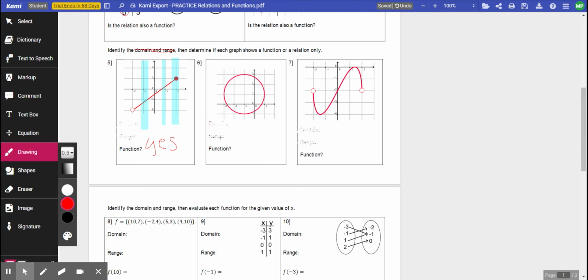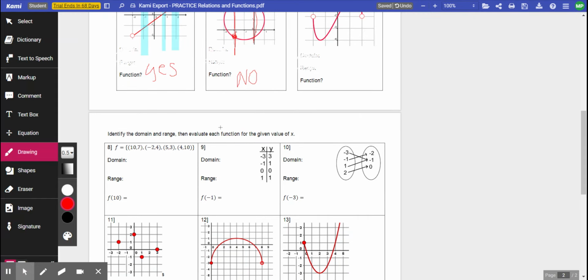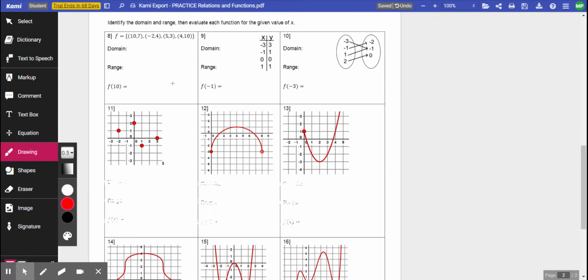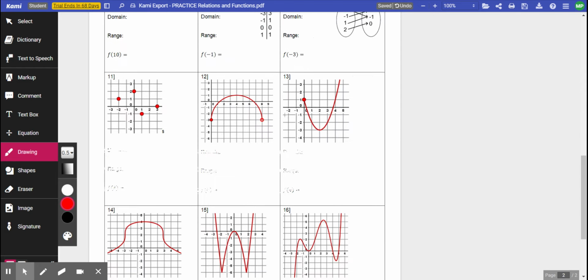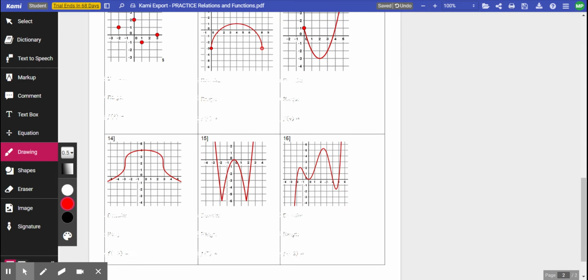Okay, but what about this next one? If I draw a line here or anywhere on this graph, how many times does it touch? 1, 2. So is this a function? No, because the x repeats everywhere, actually. Okay, so as long as the line only touches one time, it's a function. If the line touches twice, it is not a function. Okay, so that's how you would do 5, 6, 7, and then 11 through 16.